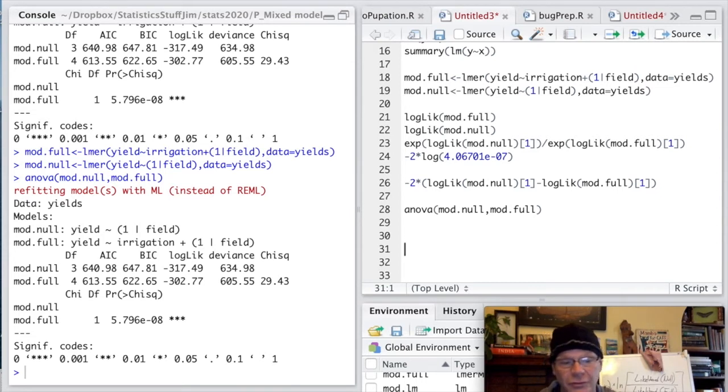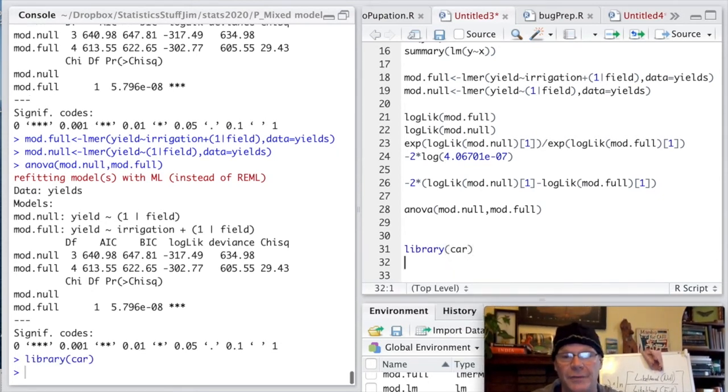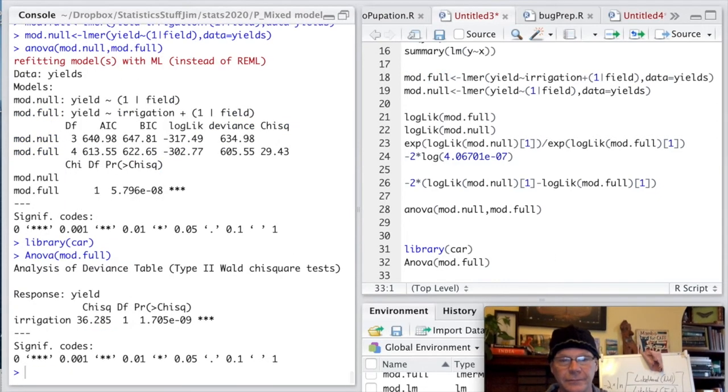The easy way to do the Welch one is to use that package car that we've been using, the one that is very kind and gives us the marginal sums, p-values and F-ratios based upon the marginal sums of squares. If we were to use that exact same function with an lmer object, which is the mixed model object, and put our full model into the Anova function, we get an analysis of deviance, type 2 Wald chi-square test. Here is our chi-squared value, and then here are our p-values.